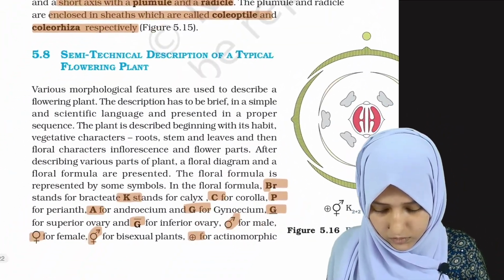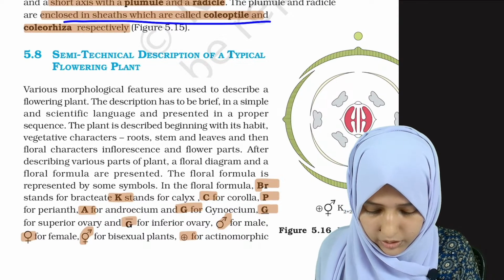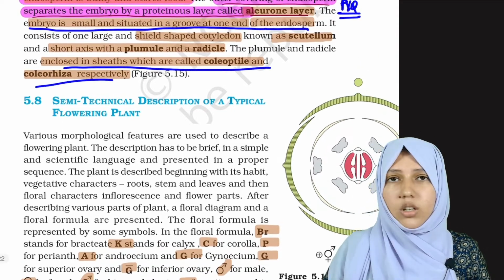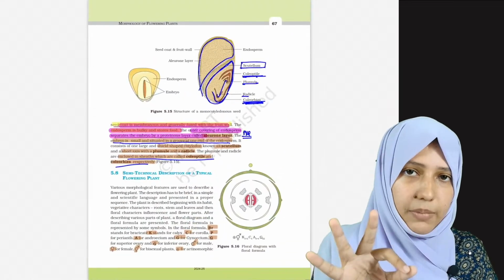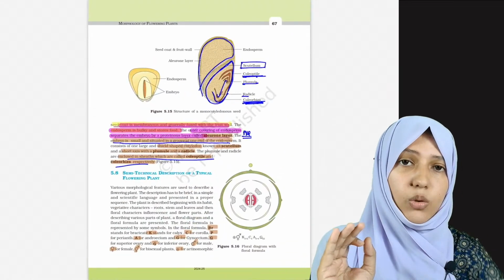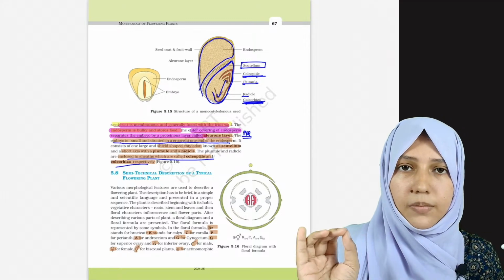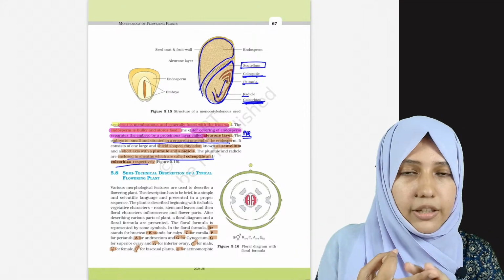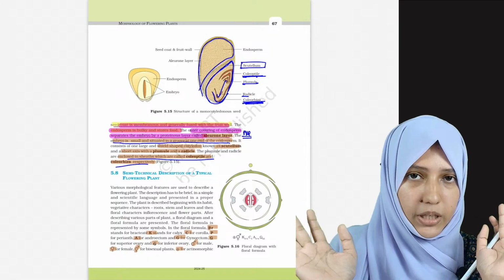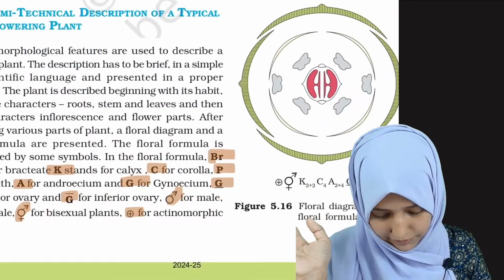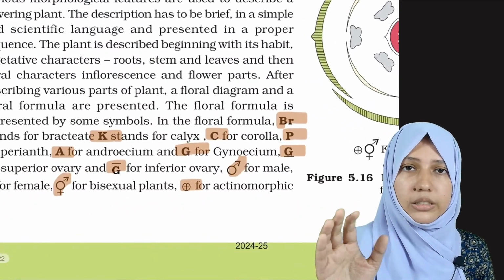Clear? They are enclosed in sheaths which are called coleoptile and coleorhiza. Everything is clear. Now we will just learn about three families and how to write the floral formula. Before going into the floral formula, we have to know what the symbols represent.